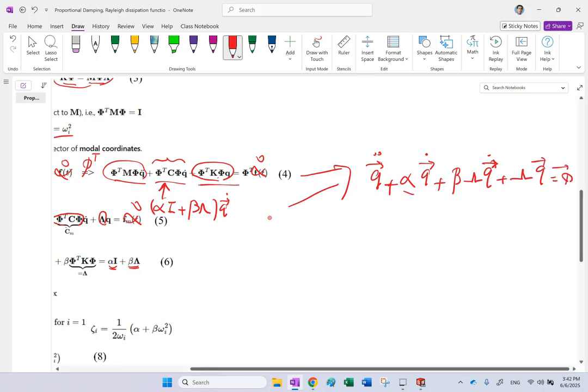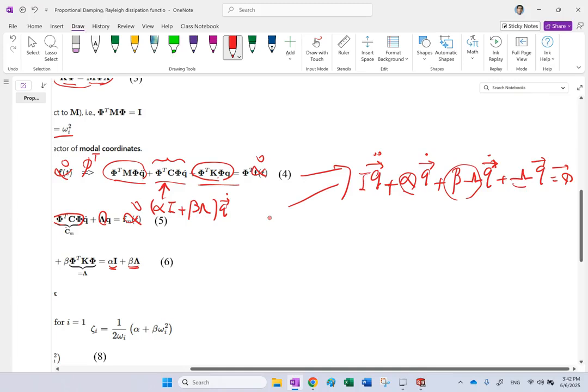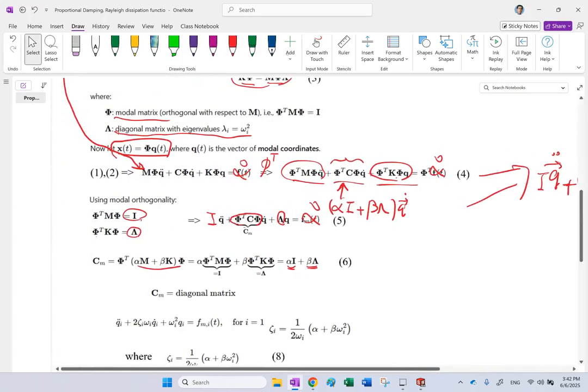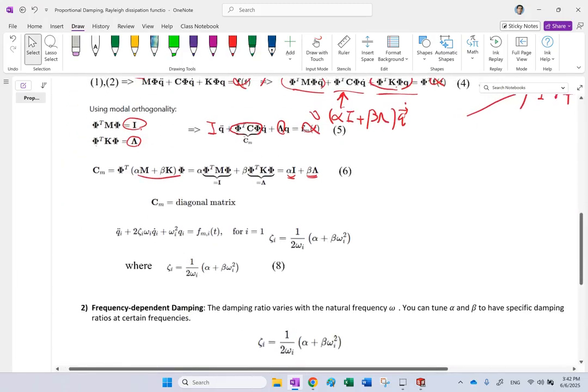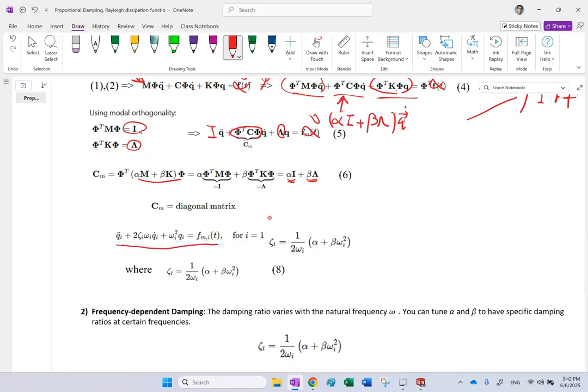And guess what? Here, if you want to combine alpha plus beta lambda, that is a diagonal matrix, this I, as I said, is diagonal, lambda is diagonal. So now all of your equations are going to be decoupled, and that is the biggest thing. Now, if you write an individual equation, it will be like this. Remember, when you have viscous damping, your individual equations should look like this, or if it's homogeneous, like that.